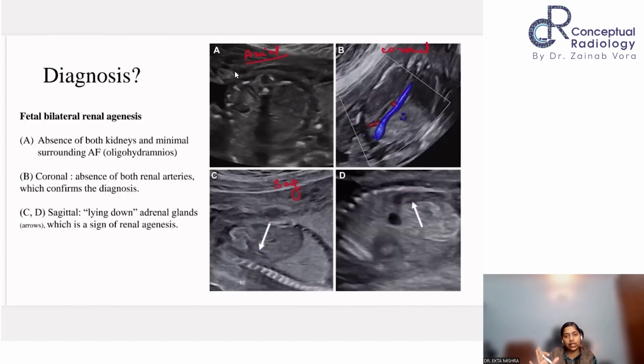Bilateral renal agenesis. You don't see any fluid, so anhydramnios. Kidneys are not seen in the renal fossa. Renal arteries are not demonstrated on the coronal plane, and there are lying down adrenals. So basically when adrenals are growing, the kidneys give them an impression, so they become Y-shaped and lie on top of the kidney, right? If there is renal agenesis, they keep lying down in the paraspinal regions, and that is the lying down sign of adrenal glands. Now this is the picture of bilateral renal agenesis.